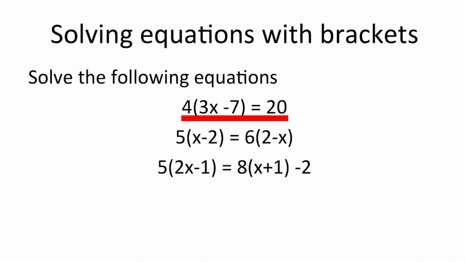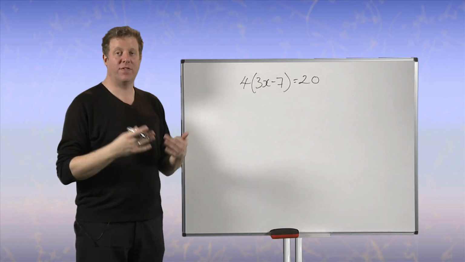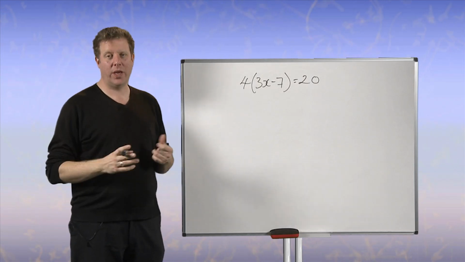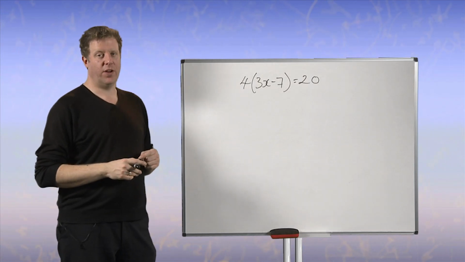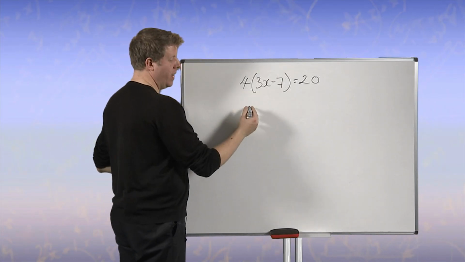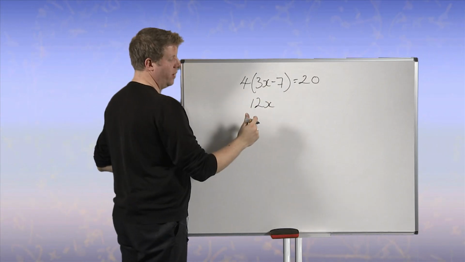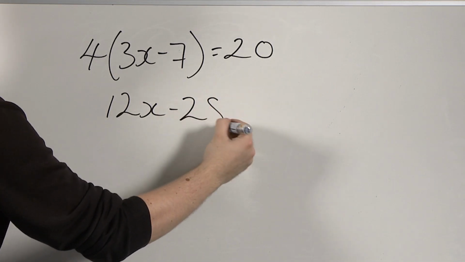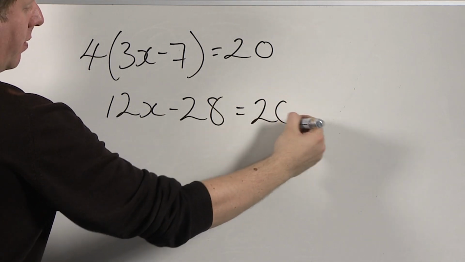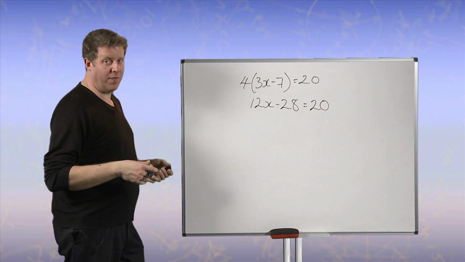The first one is 4 lots of 3x minus 7 equals 20. So remember, the only difference with these questions is we have to multiply out the bracket and then we can use whichever method we prefer to find our solution. So multiplying out this bracket, 4 lots of 3x gives me 12x, and 4 lots of negative 7 gives me negative 28, equal to 20. And now we can solve using our preferred method.